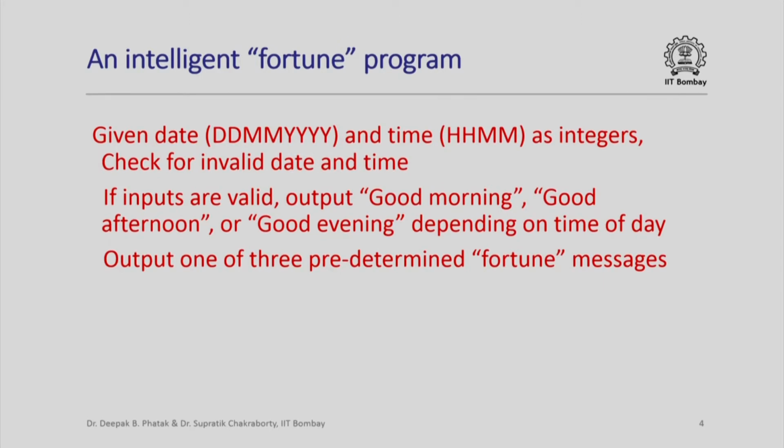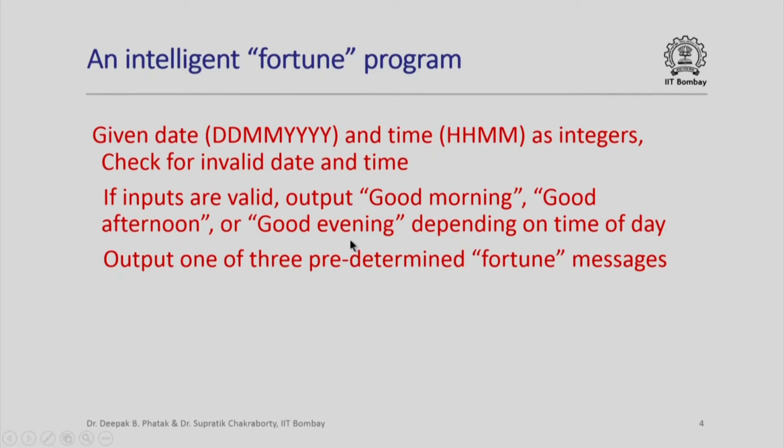So here is a specification of a slightly intelligent fortune program. This program is going to take date and time as integer inputs in this format, the date as date, month, year format and the time as hour, minute format. It will first do a check for invalid date and time. If the input date and time are valid, it will output one of these three messages: good morning, good afternoon or good evening, depending on the time of the day. And after that it is going to print one of three predetermined fortune messages.